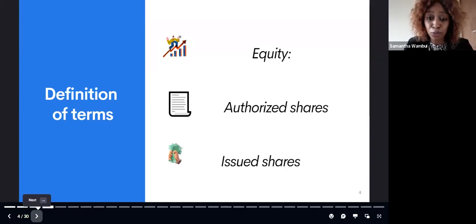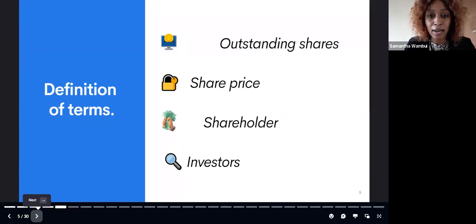Then we have the issued shares. This refers to shares that have actually been issued to people, and they do not exceed the authorized shares. Move to the next slide and talk about more definitions.